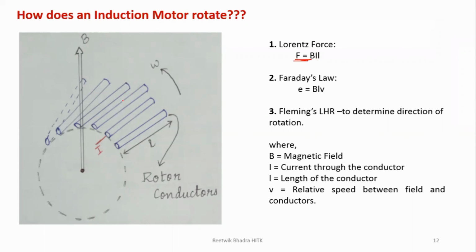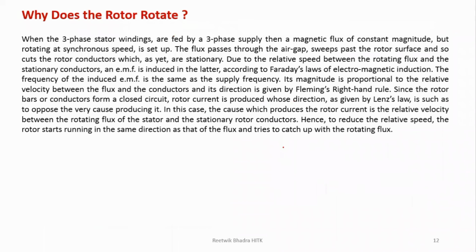So a force will act upon the conductor, and the rotor conductors will start rotating, and slowly it will gain speed and become close to the synchronous speed. But it can't be equal to synchronous speed, because if it becomes equal, the relative speed will be zero. So no emf, no current, no force on the conductor. That's why the conductor will not rotate at that time, and that's why we say that the rotor speed tries to catch up with the rotating flux.